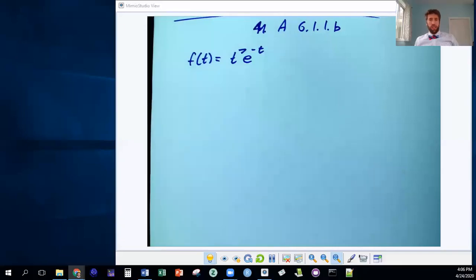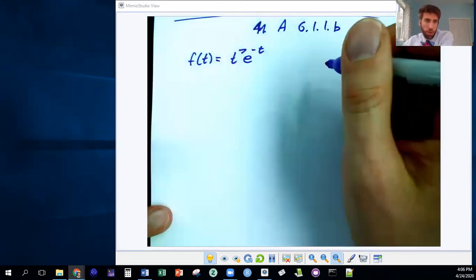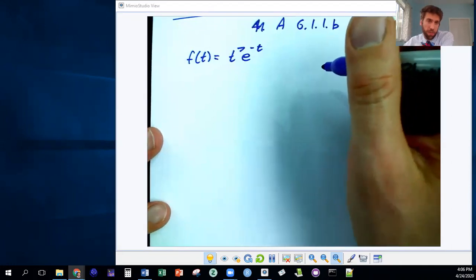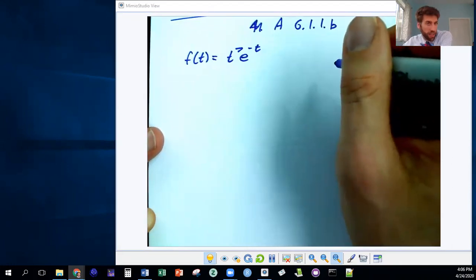This is activity 611b. In this case, we have a function t to the 7th times e to the negative t. Now, let's find some shortcuts. So I hope you noticed in our last example how the pattern went.